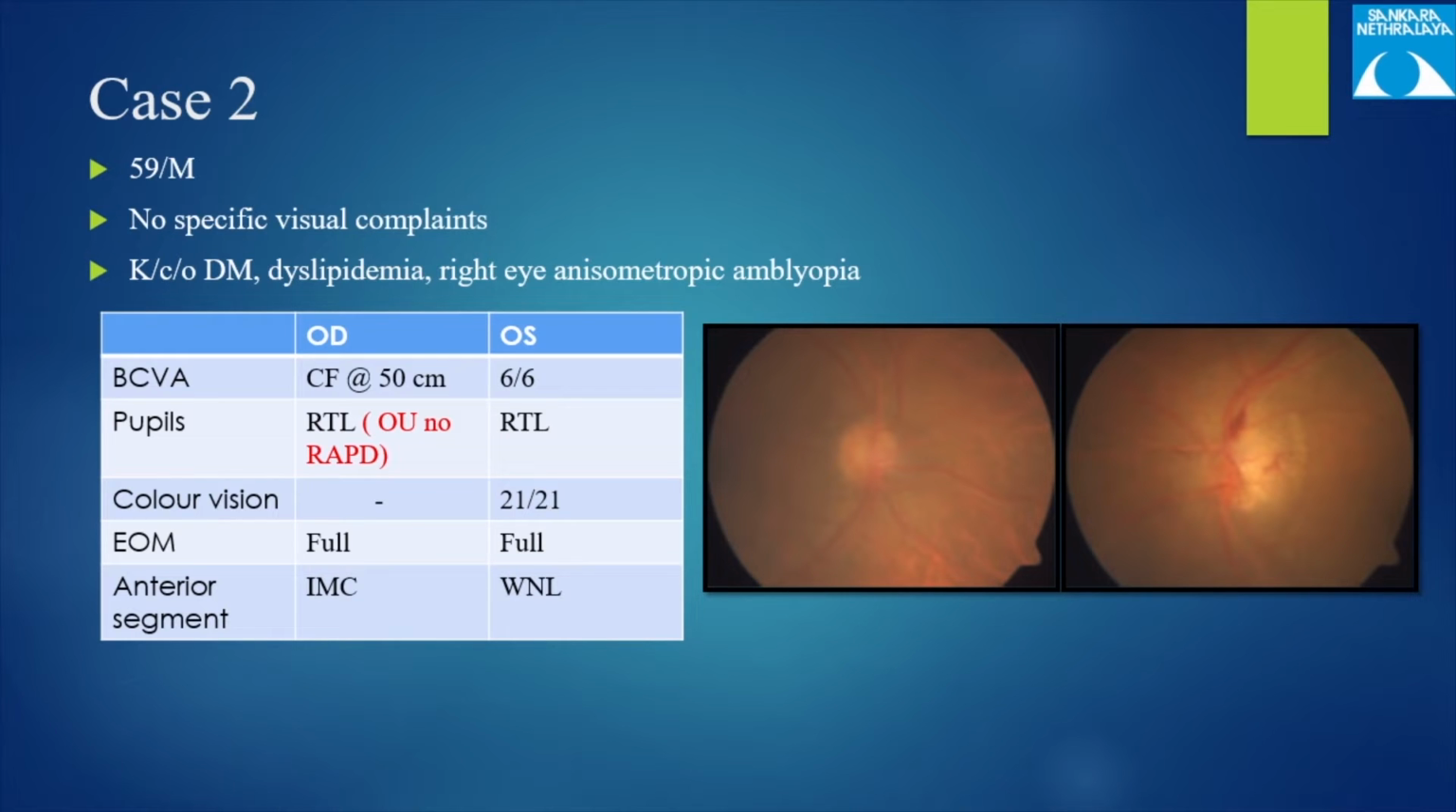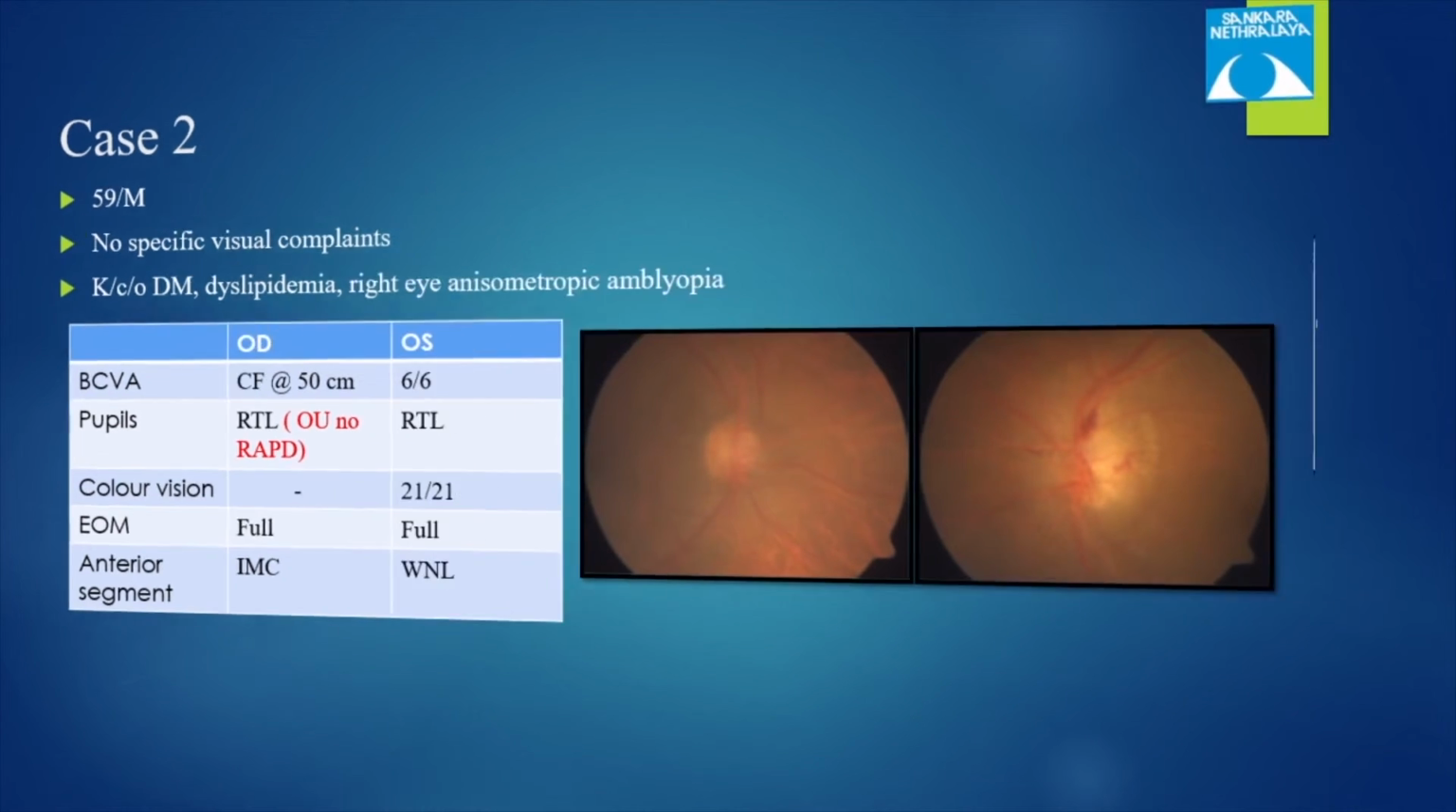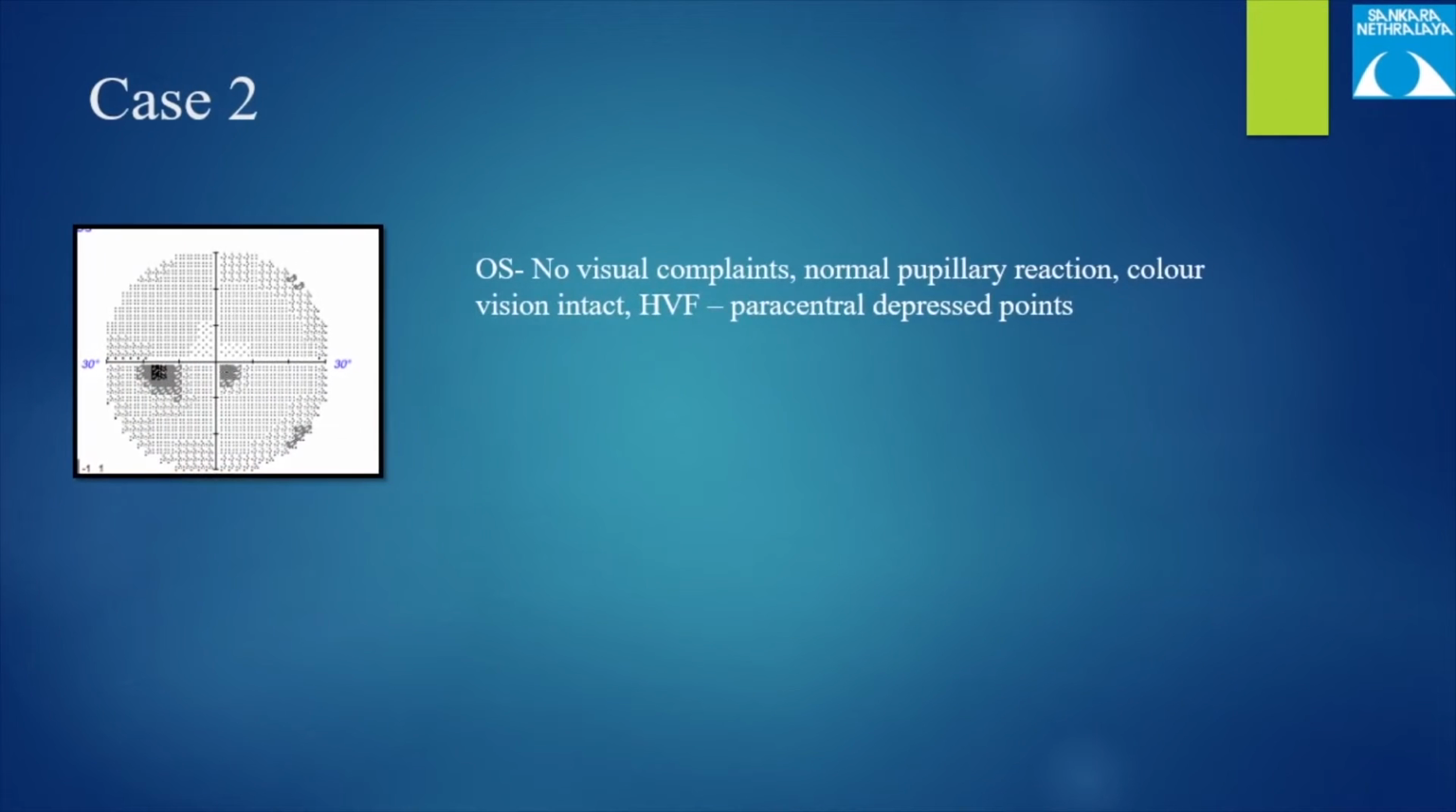But vision is intact, color vision is good, there is no RAPD. Now see the HVF of this patient. He has a few paracentral depressed points. In the setting of no visual complaints, the patient walks in with this disc, with a history of diabetes and dyslipidemia. What are you going to suspect? What is the reason for disc edema in the left eye?